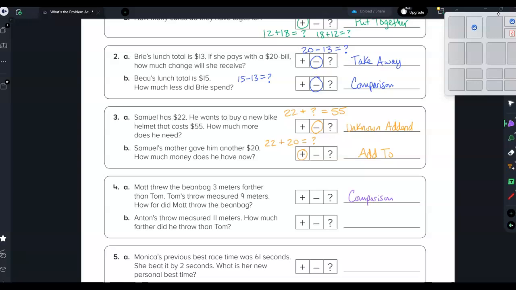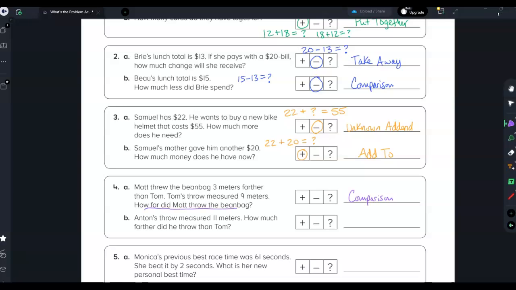Now, this is hard because I don't know how far Matt threw it. However, I do know that he threw it further than Tom. So that means Matt's number is bigger than Tom's number. Even though I don't know what it is, Matt's is the bigger number. So how far did Matt throw it? I don't know. But then I would subtract from that how far Tom threw it. His throw I do know was 9 meters. So I would do question mark minus 9, and then that should equal the difference.